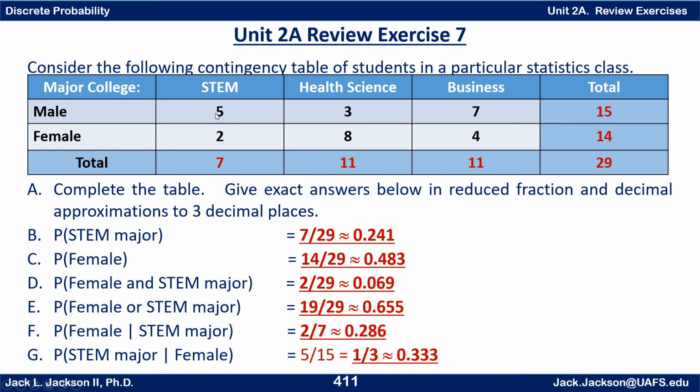We can also do the total male by adding the 5, 3, and the 7 to get 15 male students. 2 plus 8 plus 4 equals 14, which is the total number of female students. And again, we can check that 15 plus 14 is also 29.